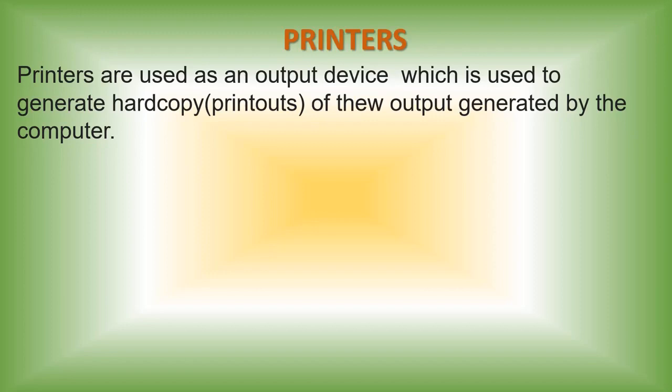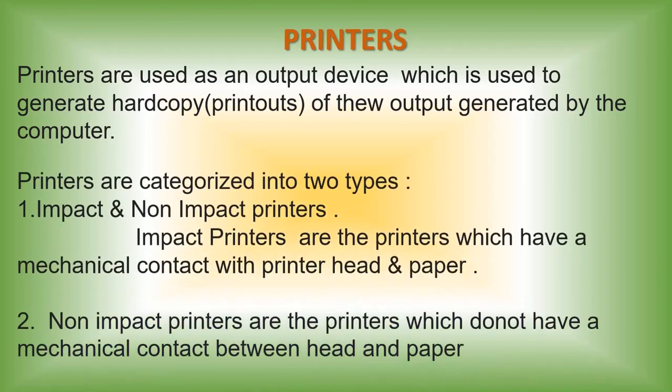And the second type of printer is non-impact printer. Non-impact printer means there is no mechanical contact between the print head and the paper. That type of printers are known as non-impact printers. So printers are categorized into two, impact and non-impact.